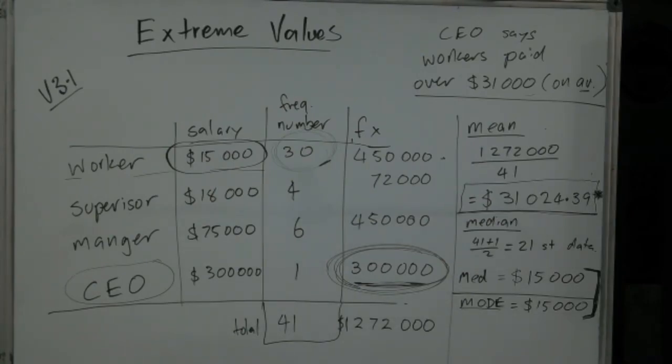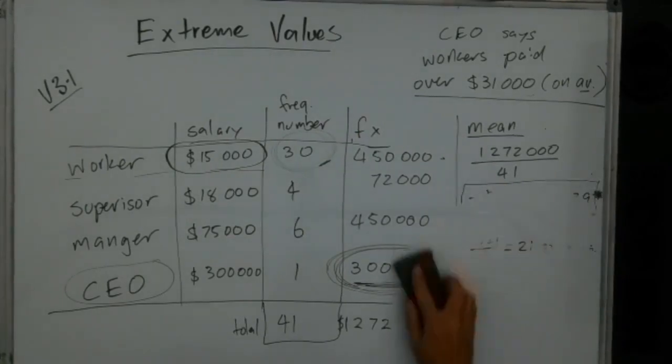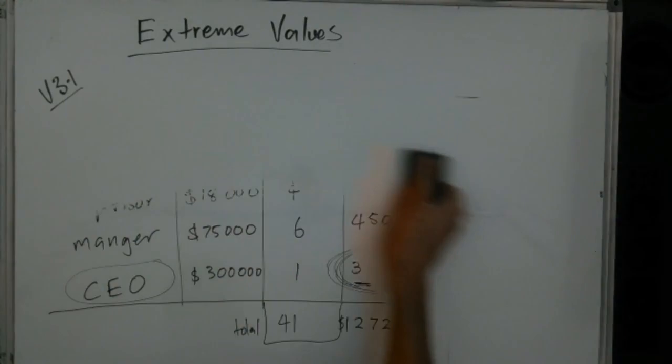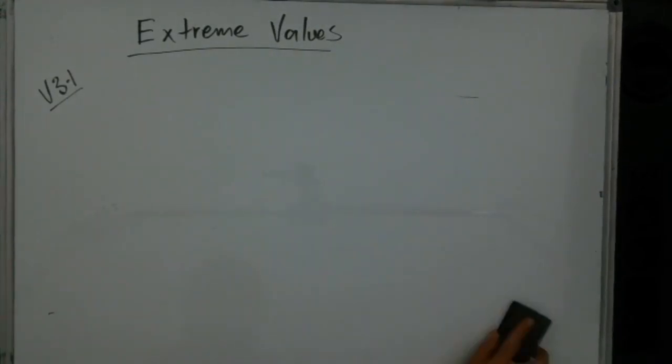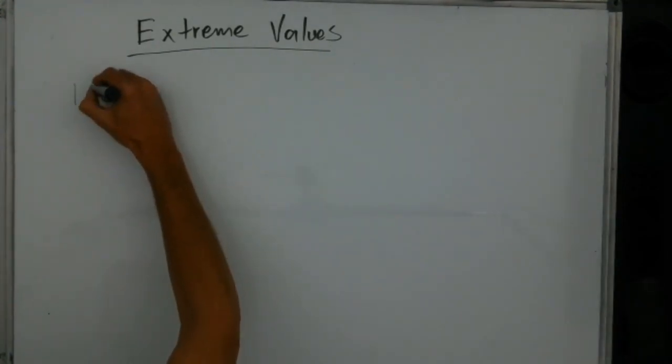So, now, let's get rid of that. We're going to look at how we can identify extreme values in our data. So, identifying.